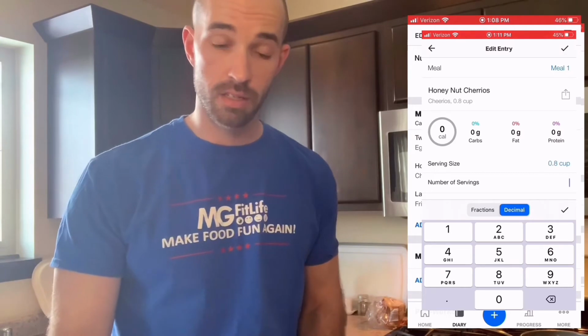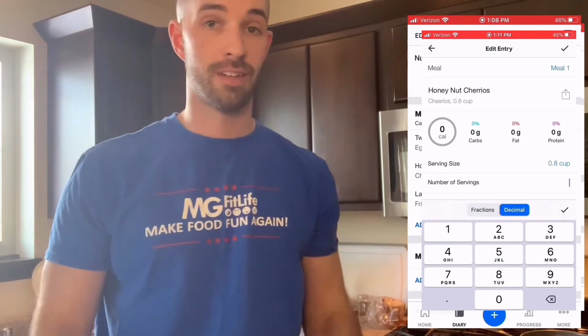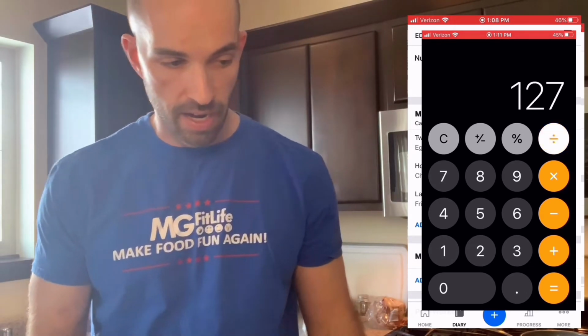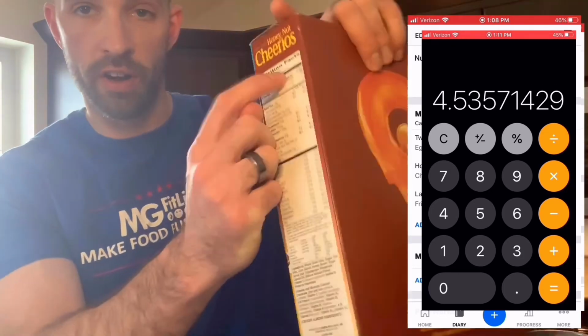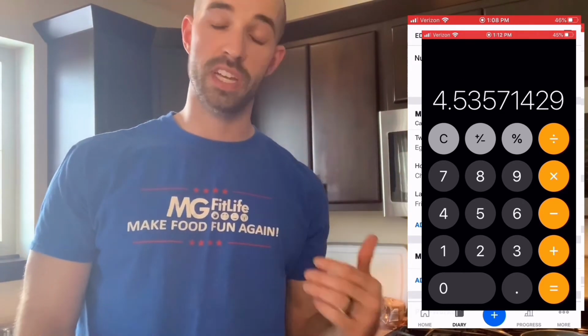So how many of those 3/4 cup servings do we need to equal 127 grams? This is why we take math. So here we go. I'm gonna go into my calculator again. I need 127 grams of weight. I'm going to divide that by a serving, so 28, and that gives me 4.53 servings. So 4.53, or we'll just say 4.5 3/4 cup servings.